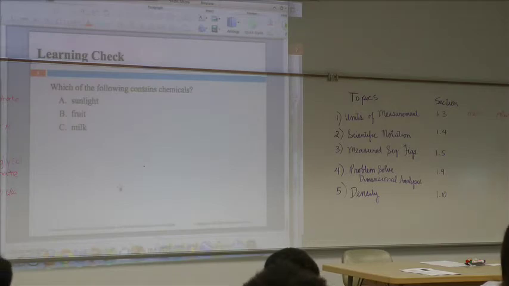So therefore, which of the following contains chemicals? The concept check, right? Fruit, milk, or milk and fruit? Sometimes you can be asked that there could be more: all of the above or none of the above. So make sure you don't just choose one if there are others. But sunlight is not a chemical. It's energy, that's chapter 2. Very good.